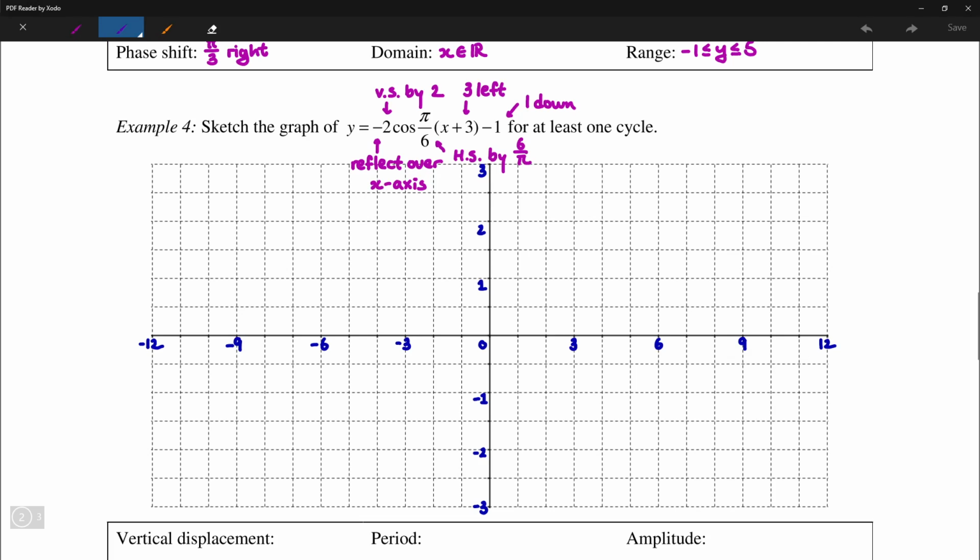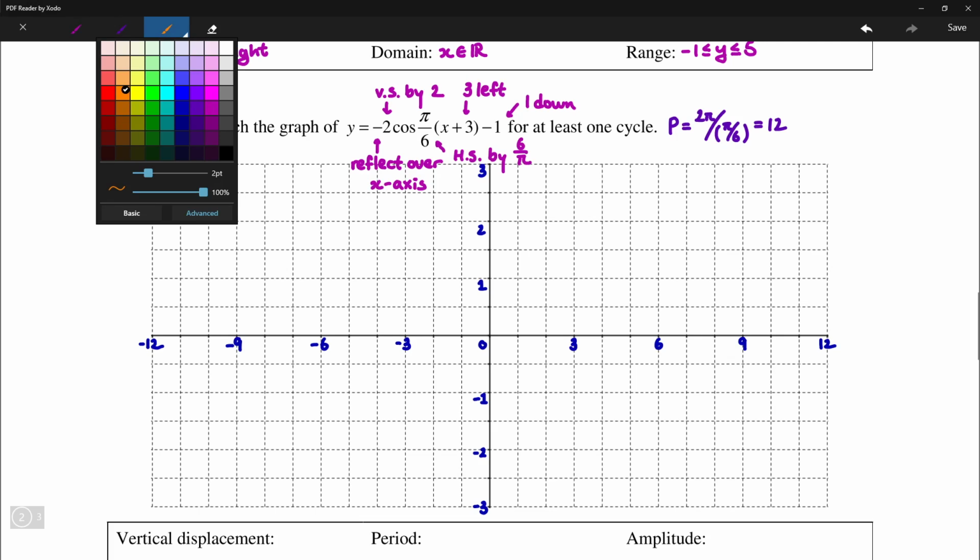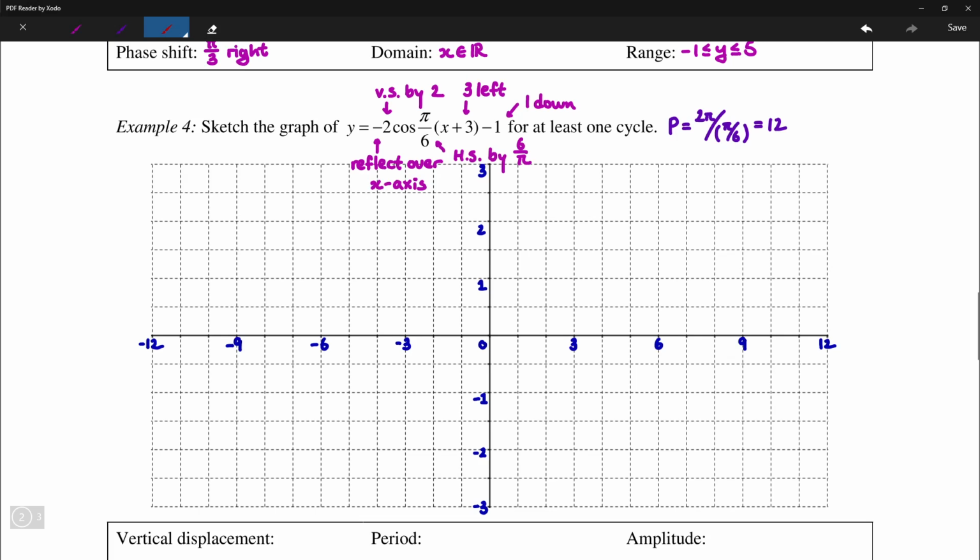So the new period is going to be equal to 2 pi divided by the b value, which is pi over 6, which of course is equal to 12. So the period is 12. Which means what we can do is first graph y equals cosine pi over 6x. Okay, so again, we'll construct this graph using the start to end and then the quarters.